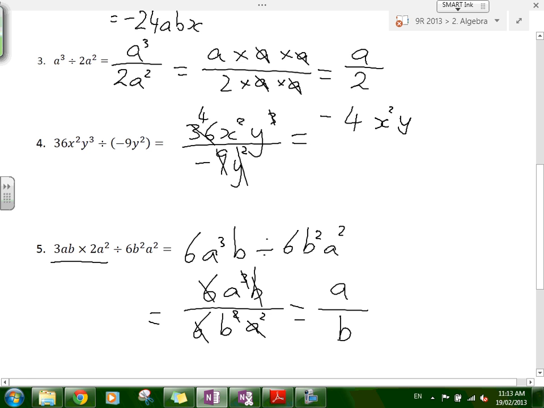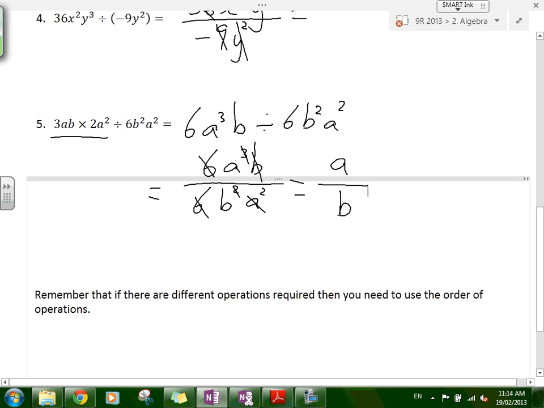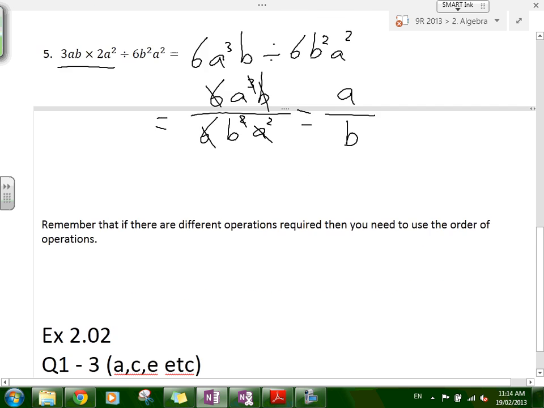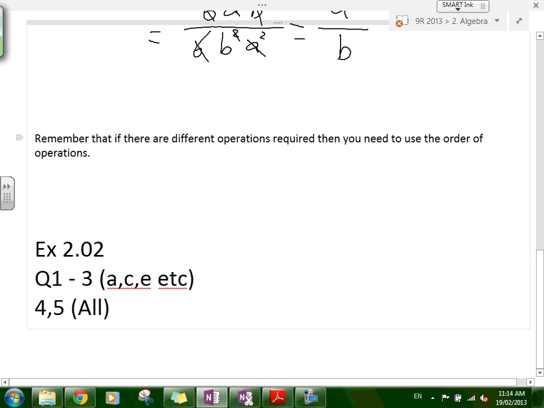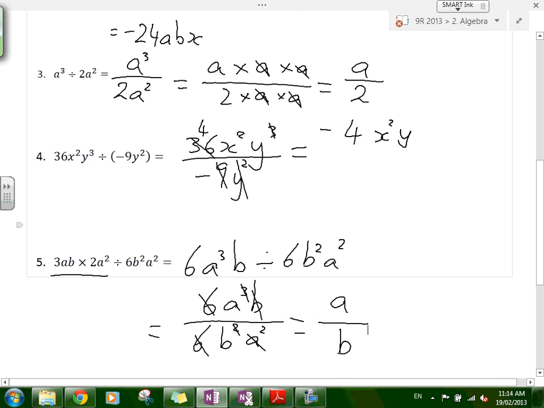Alright, so just a note quickly that there's different operations required. You need to use order of operations. If it's plus and minus, remember that. Don't write this down. Okay, now I can go back up. Exercise 2.02. ACE 1 to 3, 4, 5, all of them. Alright, now, let's stop the recording first.